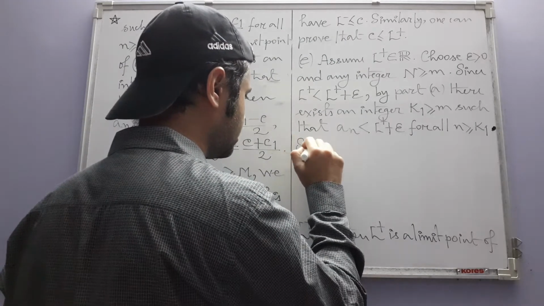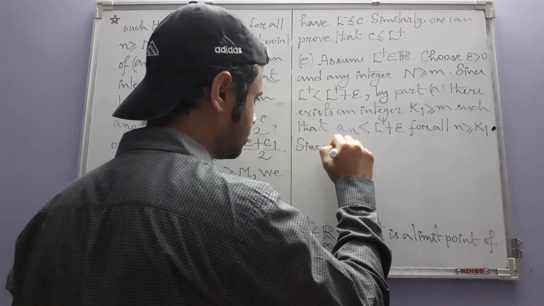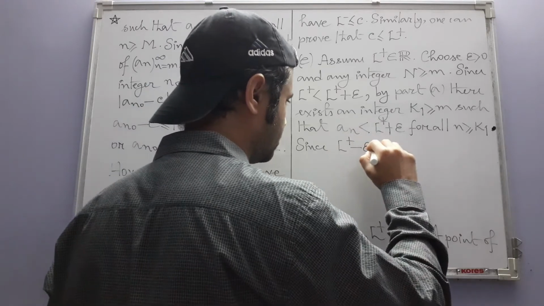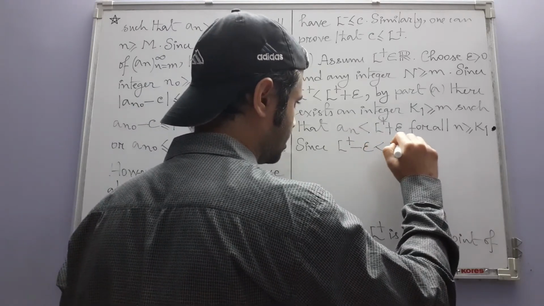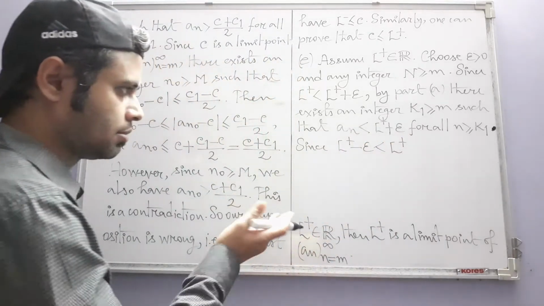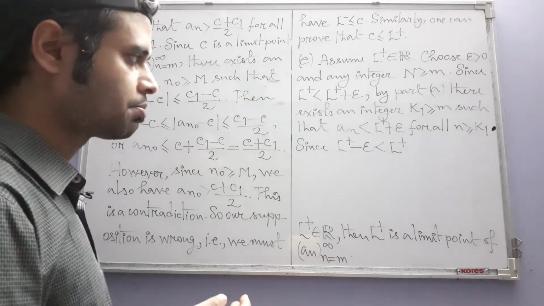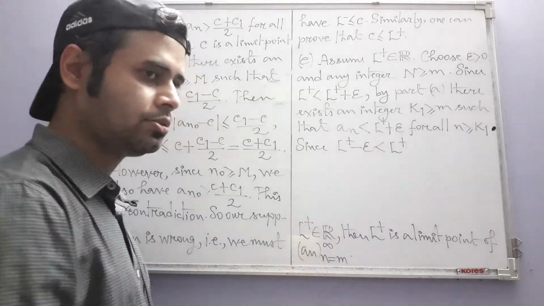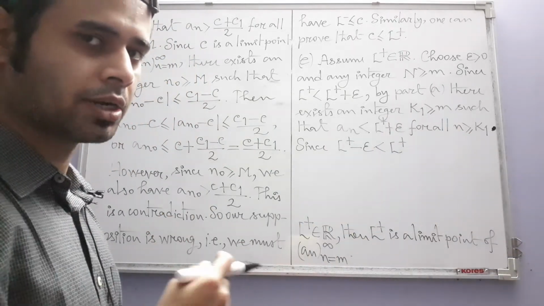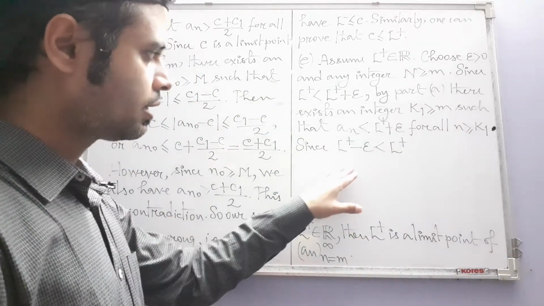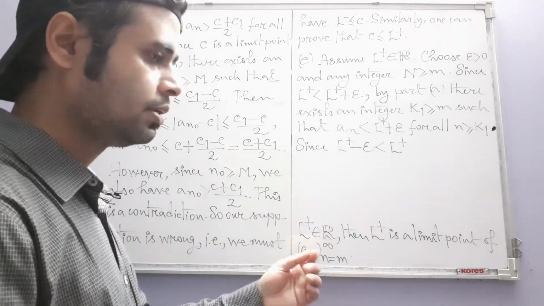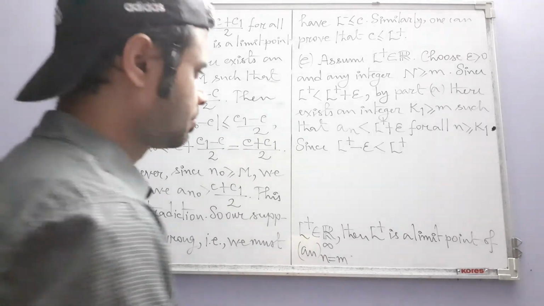On the other hand, since L plus minus epsilon is less than L plus, this is the situation where we would use part B. So there we have something happening eventually and uniformly after some stage. Here that will not be the case. Here something will happen infinitely often.